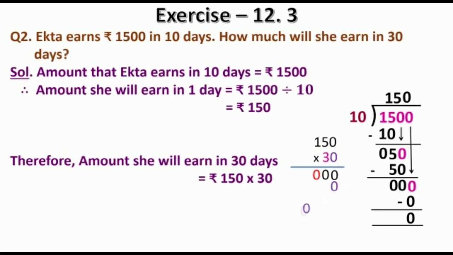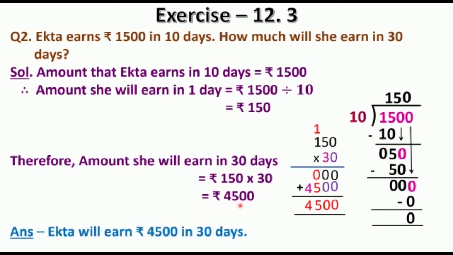After that we will multiply this 3 by 150. 3 zeros are 0. Then 3 5s are 15. Write 5 and give 1 carry. Now 3 ones are 3 and add 1, you will get 4. So write 4. Now add all the numbers. You will get 0 plus 0 will be 0. 0 plus 0 will be 0. 0 plus 5 will be 5, and 4. So here we are getting 4500 after multiplying. So the amount she will earn in 30 days will be rupees 4500. So the answer is: Ekta will earn rupees 4,500 in 30 days.